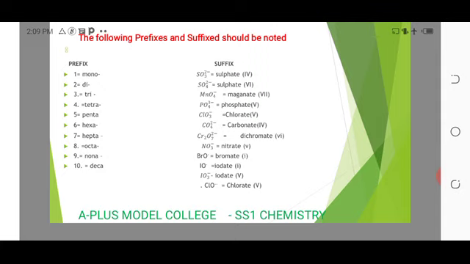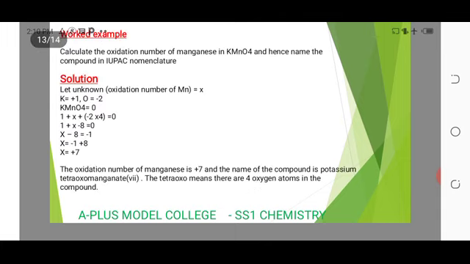When we have SO3 2 minus, that is sulfate 4. SO4 2 minus, that is sulfate 6. These are basic things we can learn by heart. MnO4 minus, that is manganate 7. PO4 3 minus, that is phosphate 5. ClO3 minus, that is chlorate 5, and so on. These are the things I want you to master and keep in mind, because I will be testing you on this in the next class.